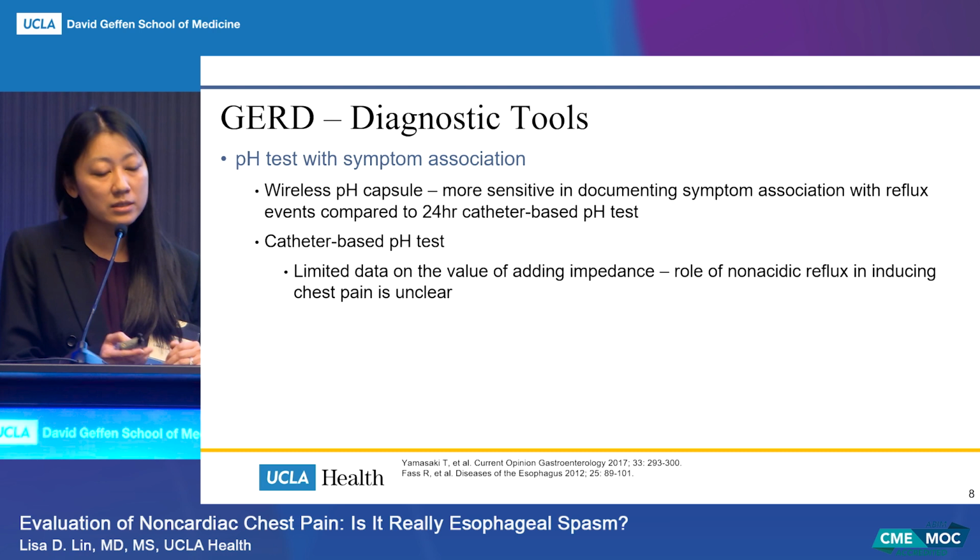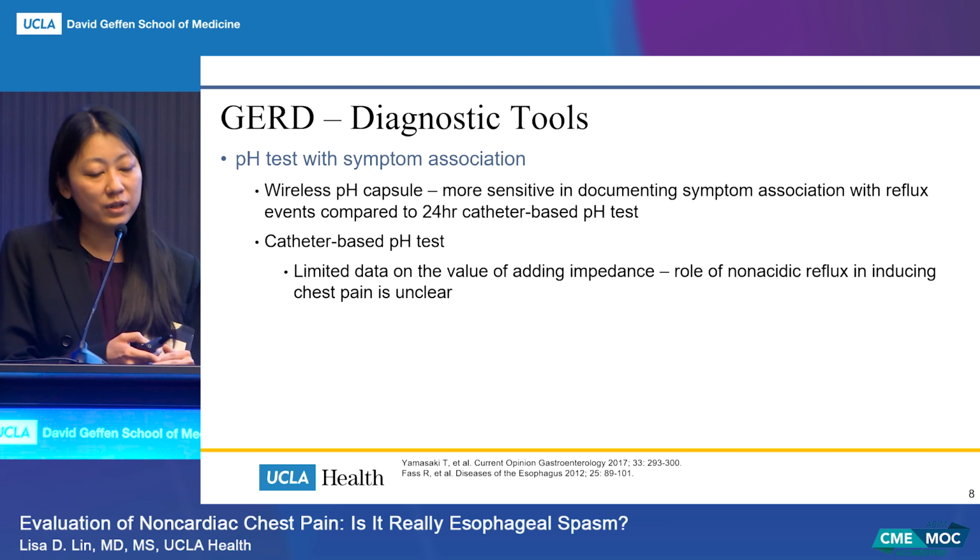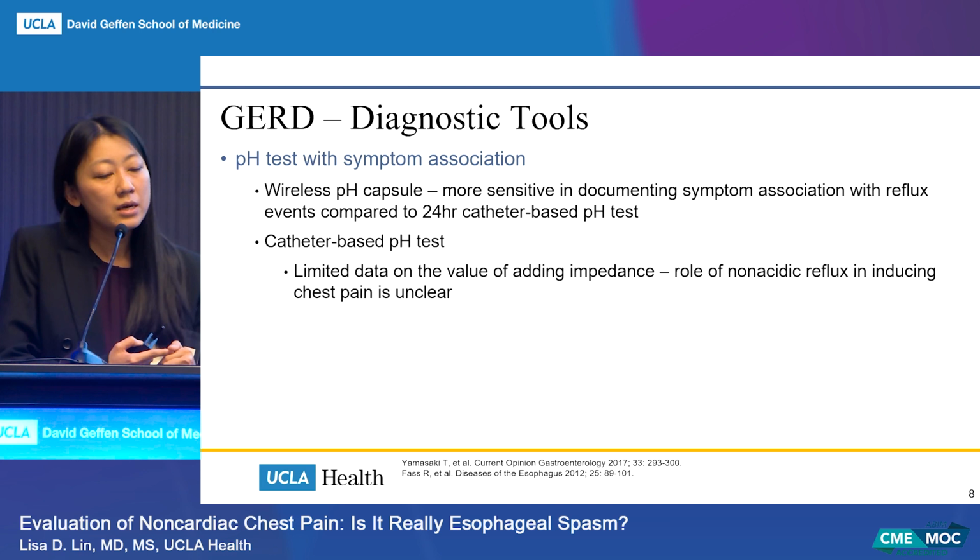So the purpose of impedance is that it really helps you to detect non-acidic reflux events or weakly acidic reflux events that the wireless pH capsule may not be able to pick up. But just of note, in patients with non-cardiac chest pain, there really is very limited data on the value of adding impedance, because the role of non-acidic reflux in inducing chest pain is still unclear.